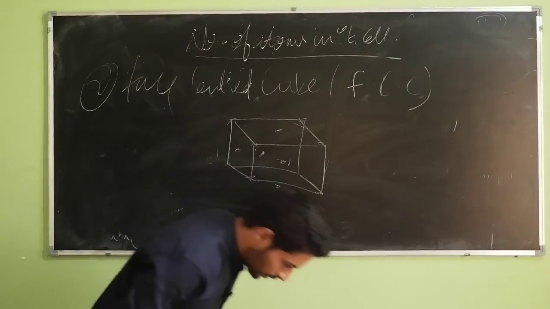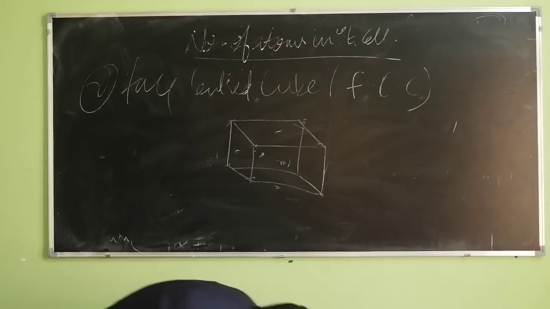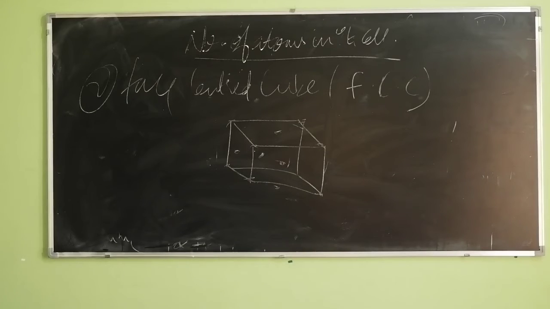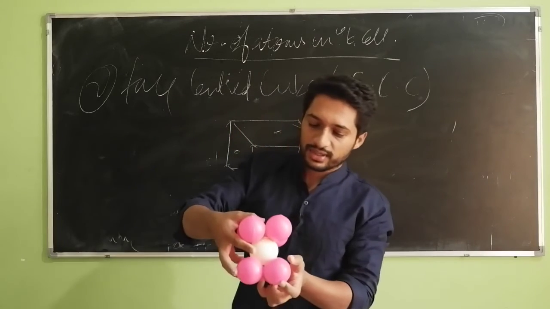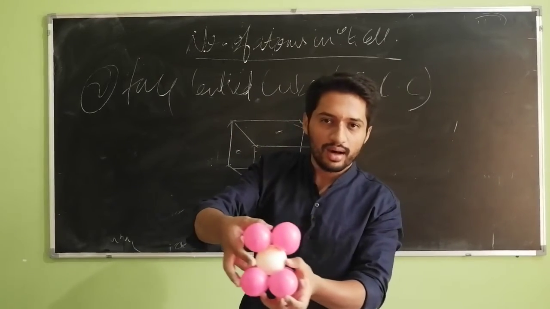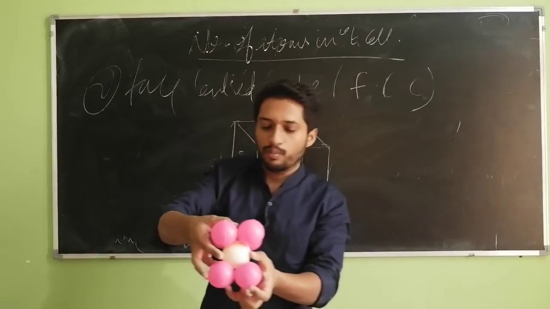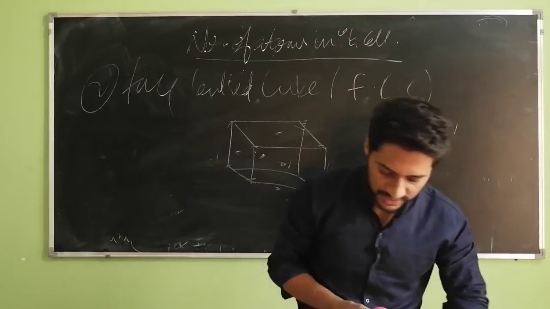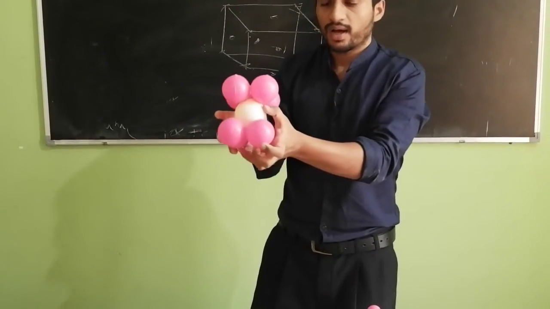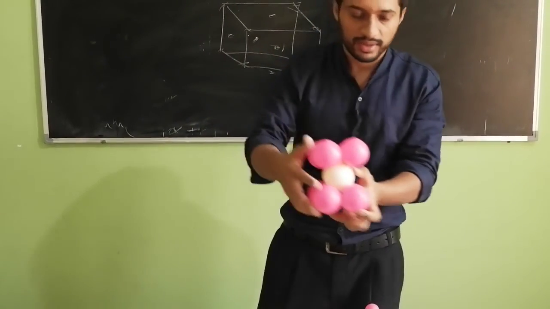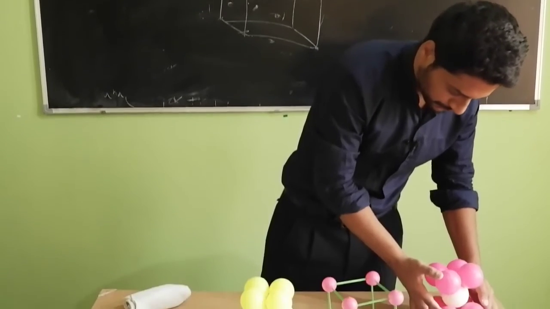Alright, before moving on, let me show you the BCC. So this is BCC, a beautiful structure. Atoms at the corner and an atom at the center of the body. So that's why it is known as BCC. Just look at how beautiful the structure is.